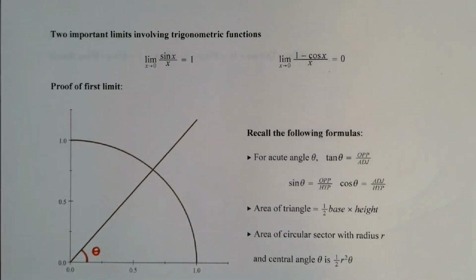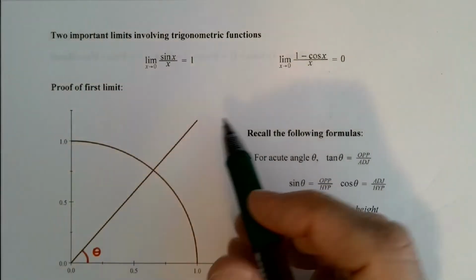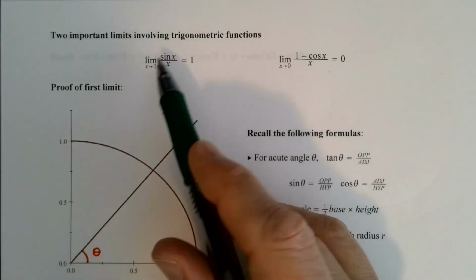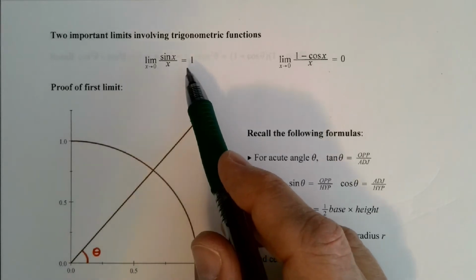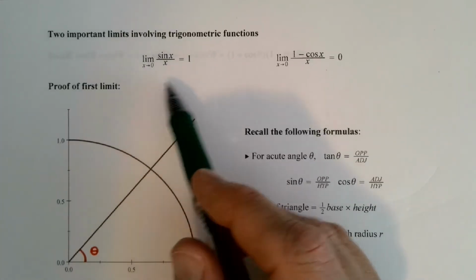Okay, in the last video we looked at the squeeze theorem, and I want to apply the squeeze theorem to find two, well, at least one, and then we'll find the other one from this. Well, we're going to find this one right here: the limit as x approaches 0 of sine x over x is equal to 1. This is a limit we're going to prove.